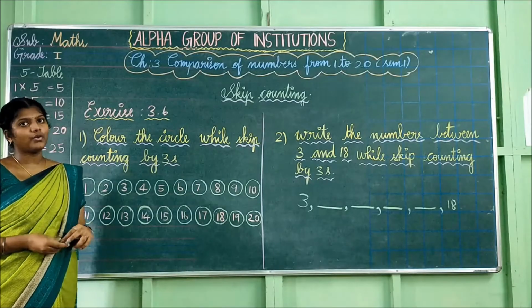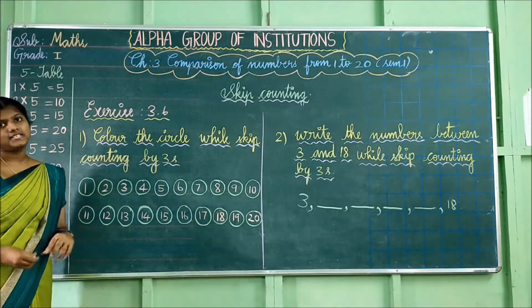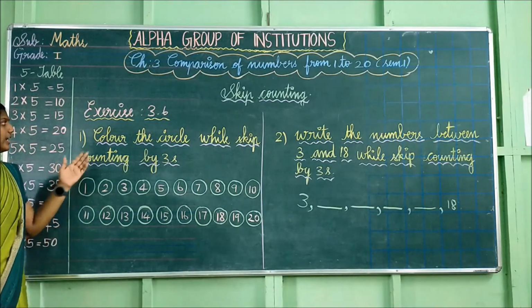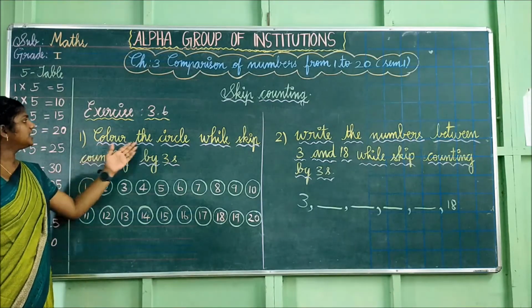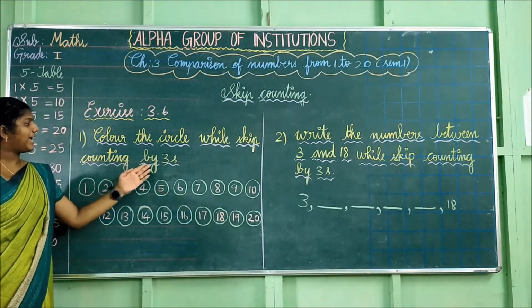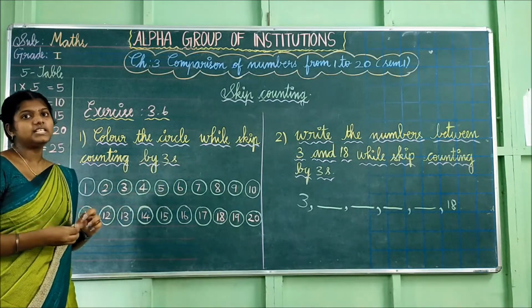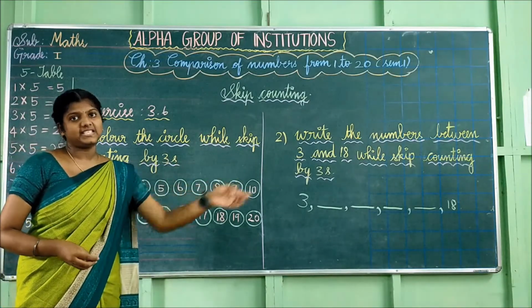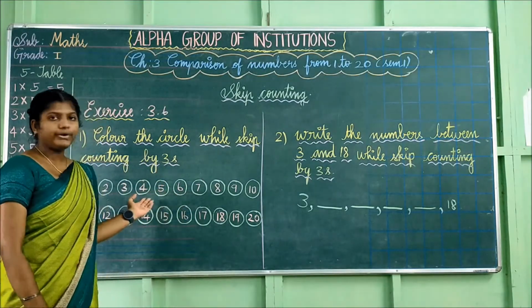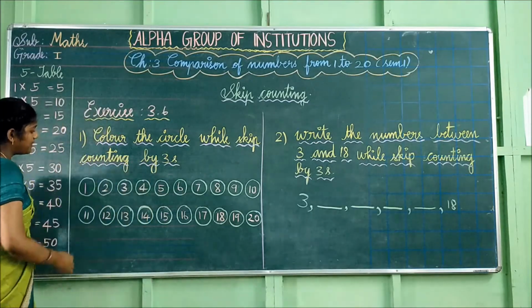Children, now we are going to fill exercise number 3.6. Shall we fill, children? Okay, see the first question. Read with me. Color the circle while skip counting by threes. So here we are going to color the circles by counting threes. First example we did for twos. Now we are going to do for number threes. Shall we do, children? Okay, count with me.